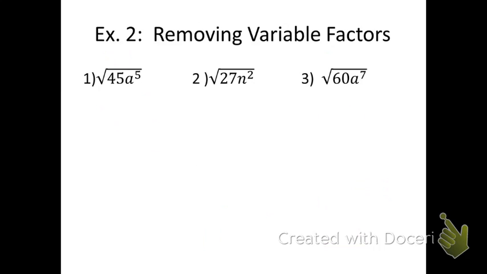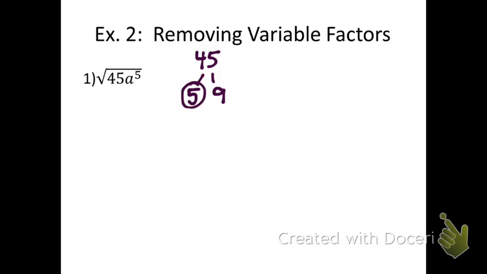So example 2 is removing variable factors. So this is just like before, except you're dealing with some variables. So this is the algebraic expression, or algebraic radical expression. So focus on your coefficient first. Your coefficient, remember, is the number in front of the variable, which is 45. So take 45, do a side prime factorization problem. So 45 becomes 5 times 9. 5 is prime. 9 is a perfect square of 3 times 3.